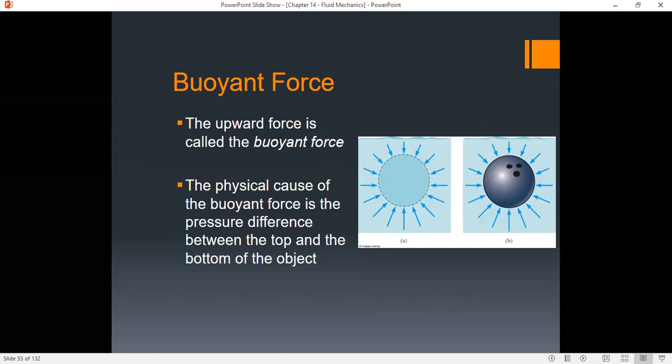So again, the physical cause of the buoyant force can be seen. Remember, pressure increases as a function of depth. So if we look at it right here, we can clearly see that on the bottom of the bowling ball, there's a larger force. Okay, there's a greater force pushing on it because the weight of the fluid is greater at that depth than the weight of the fluid at the very top.